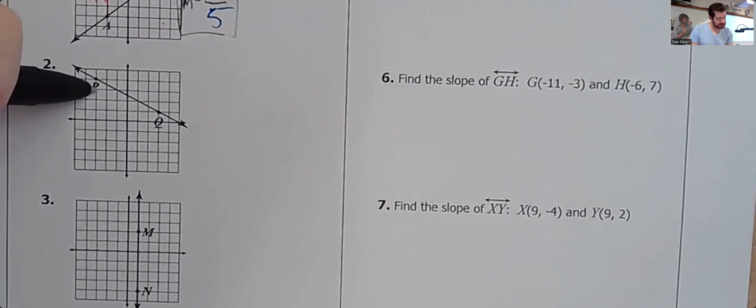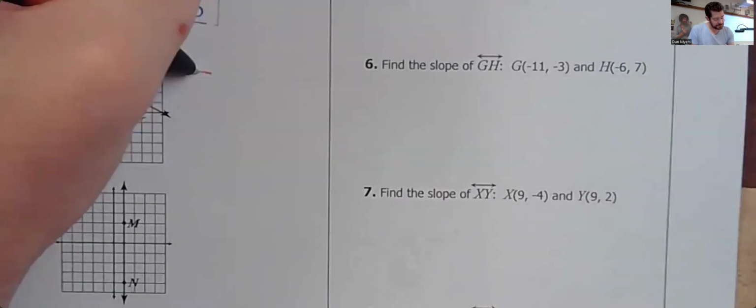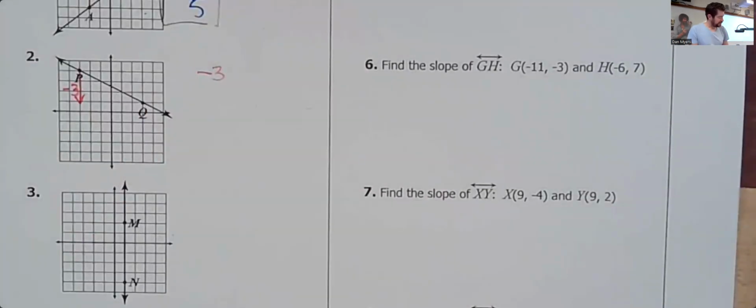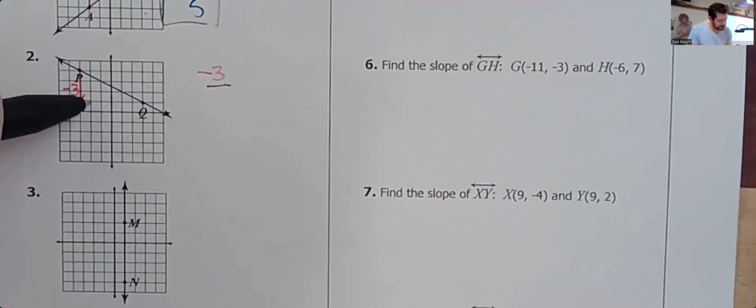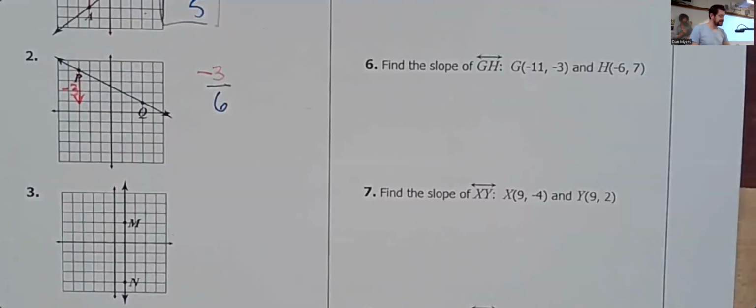So this would be 1, 2, 3. That would be down 3. And if you have to go down 3, that would be a decrease of 3. So we're going to write -3. So the rise is -3. And then the run, the amount that we have to go over, is 1, 2, 3, 4, 5, 6. So that would be -3/6.